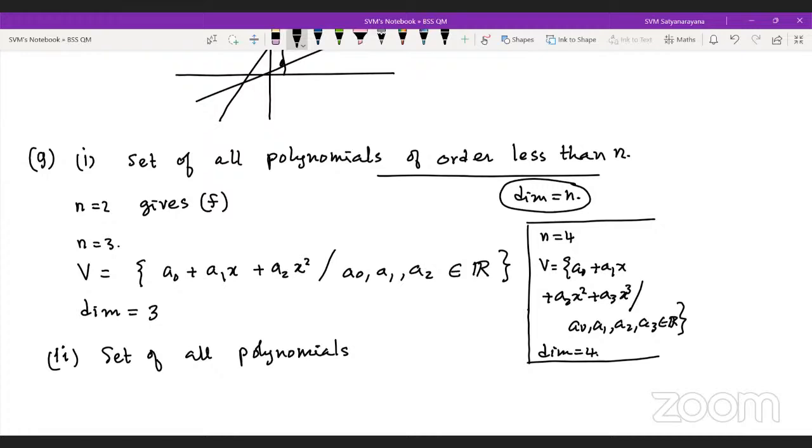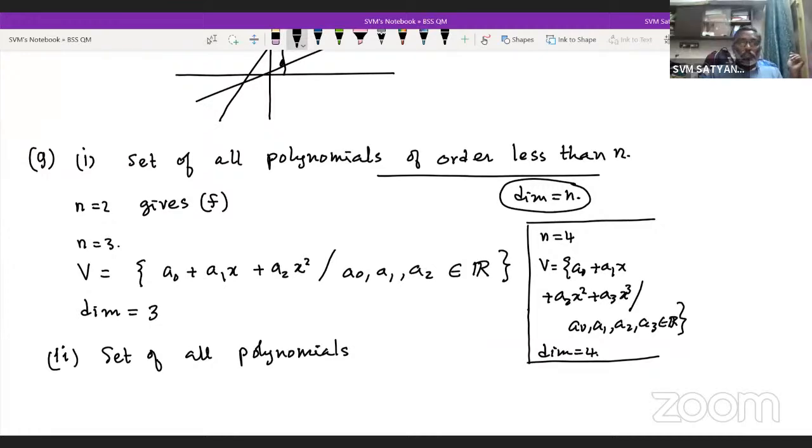Yeah. Now, consider the set of all polynomials of any degree, where the order can be anything. All polynomials of all orders. So what will be the dimension of that vector space?